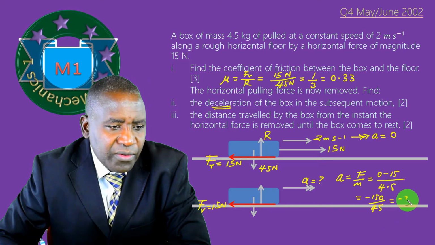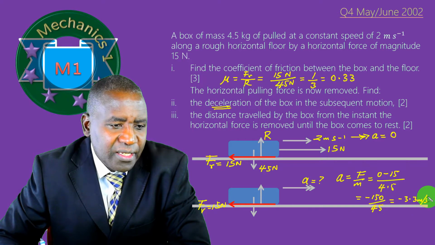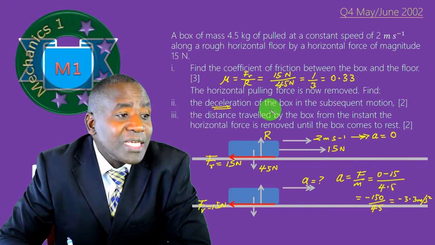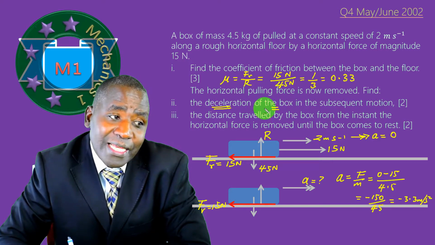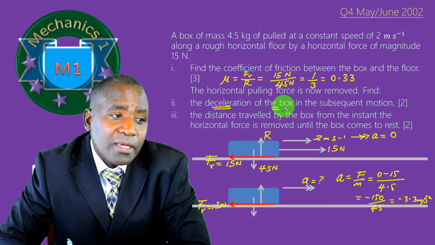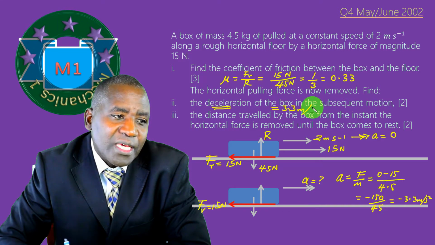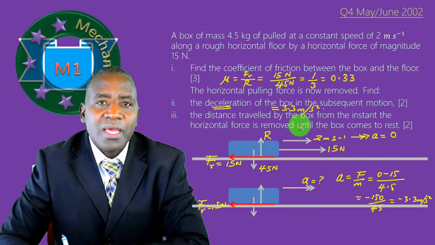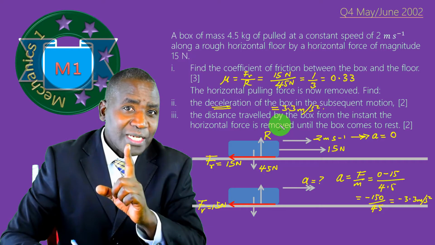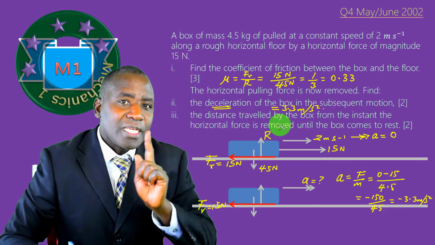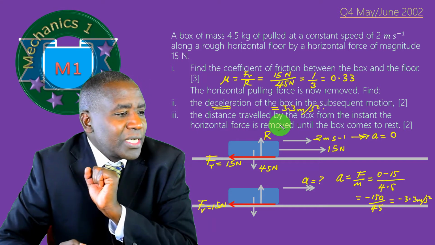Minus 3.3 meters per second squared. So when it comes to stating the deceleration, I will state that the deceleration is 3.3 meters per second squared. And you can see I have ignored the negative sign because I have referred to that acceleration as a deceleration. And that is what you should always do. Let's look at part 3.